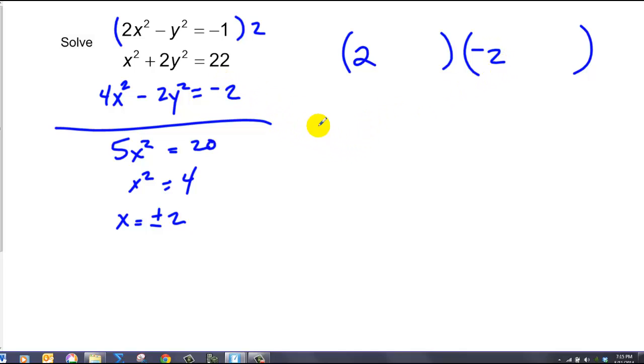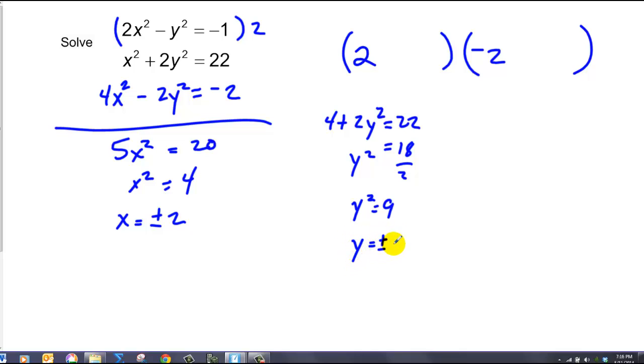And then when I plug this back in, I'll get 4 plus 2y squared equals 22. Take and bring that over. That gives me 18 over 2 is equal to y squared. So you'll notice now, y squared is equal to 9. I have two answers for y. y is equal to plus or minus 3. So I really have (2, 3) and (2, negative 3). And then when I plug negative 2 in, because I'm squaring that value in the x squared function, I get the same two values. So I'm going to have 3 and negative 3 again.